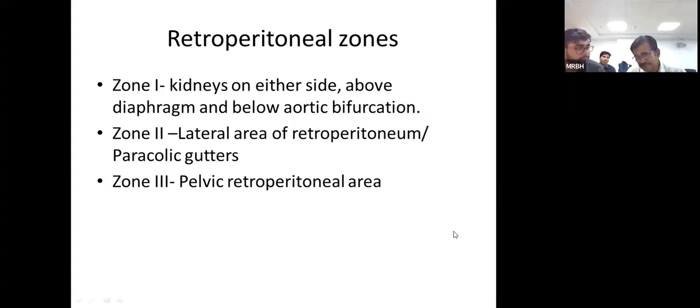And there are 3 zones in the retroperitoneum. Zone 1 is the medial portion, above the kidneys, above the diaphragm and below the aortic bifurcation. Zone 2 is the lateral retroperitoneum and the paracolic areas. And zone 3 is the pelvic retroperitoneal area. Next.